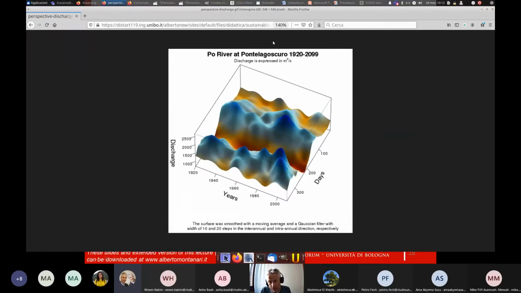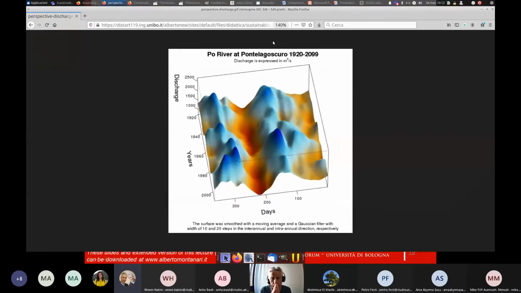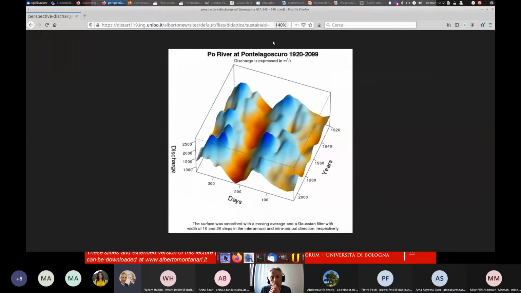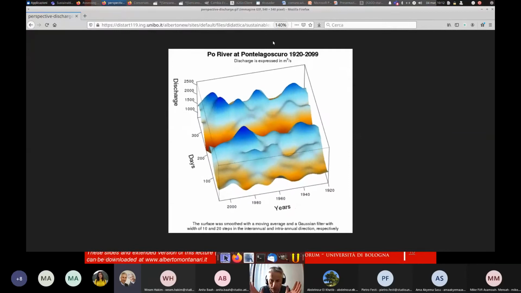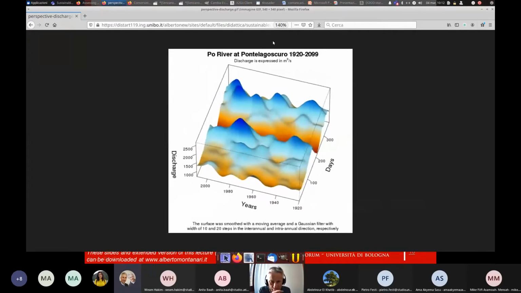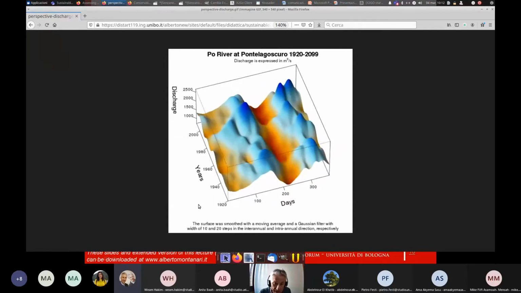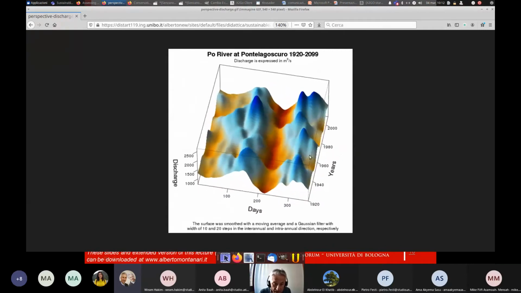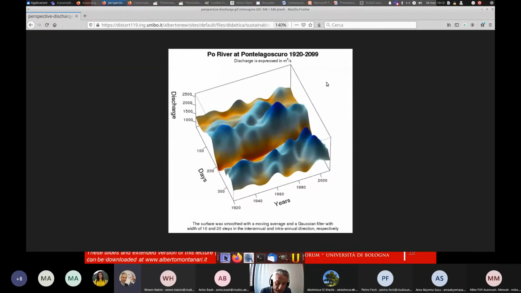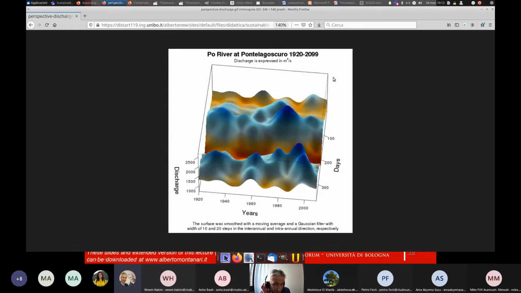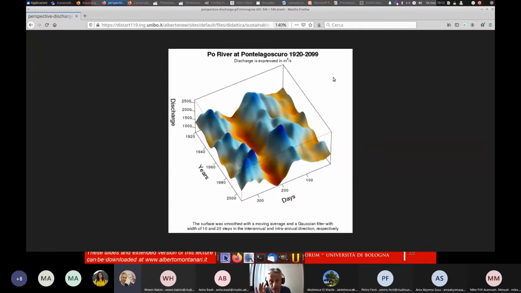This time series is daily. So here you can see the daily flows at Ponte Lagoscuro from 1920 to 2009. Here there is a mistake that I never noticed. It's not 2099, but 2009. So sorry for that. Now, how is it represented? It is represented in 3D. In the vertical axis, there is the flow. In the two horizontal axes, you see the years and the days. So this allows you to understand the intra-year variability and the inter-year variability.